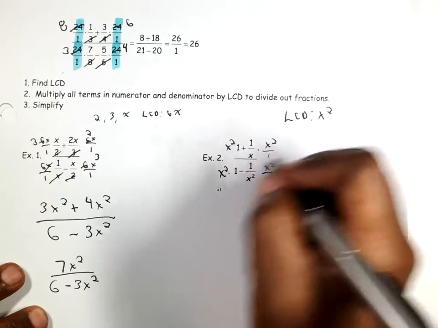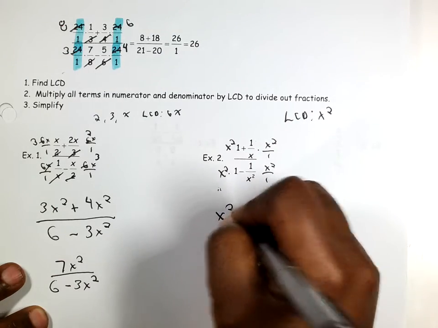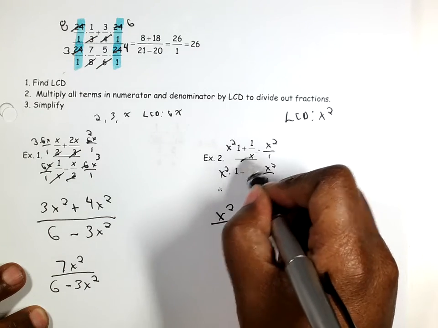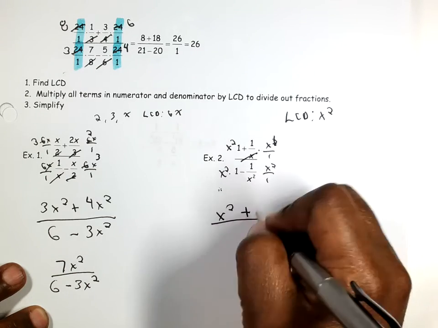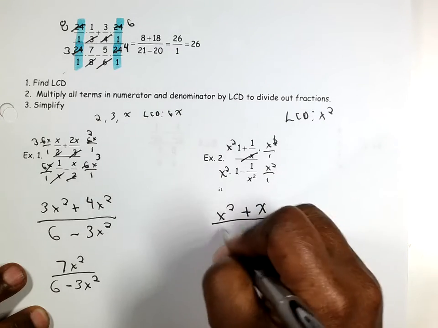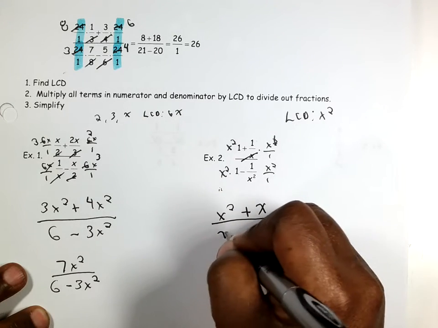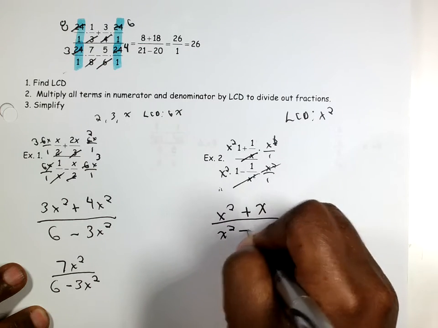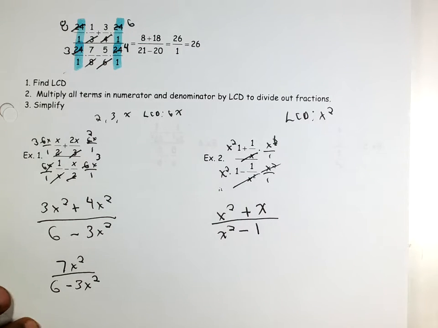So x squared times 1 gives me x squared. And then here, this x will knock out one of these, so I get x squared plus x. On the bottom, x squared times 1, again, is x squared. And then the x squareds cancel each other out, so I have minus 1.